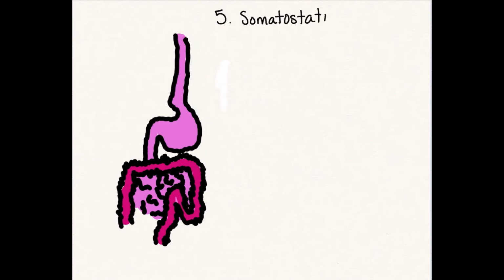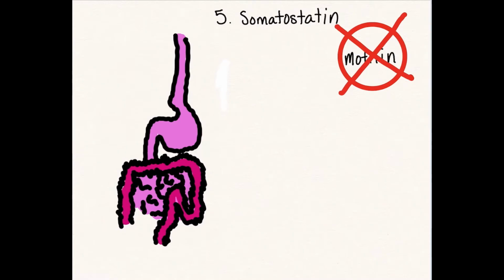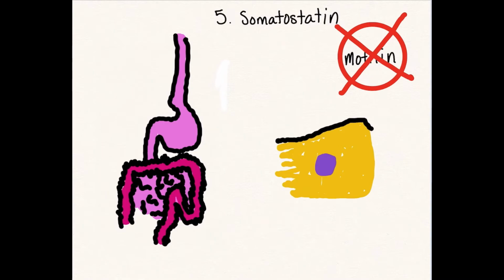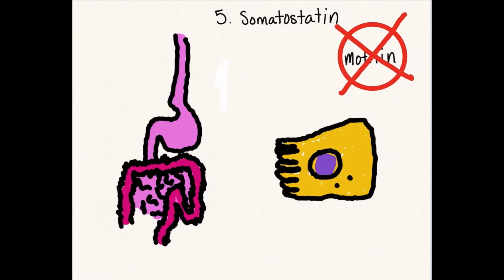Number 5 is somatostatin. Somatostatin is produced in both the brain and the digestive tract. When secreted by the delta cells of the gastrointestinal tract, it inhibits the release of motilin and therefore prevents phase 3 gastric contractions of the MMC. However, when released, somatostatin induces phase 3 duodenal contractions. Therefore, it has an effect on the origin of phase 3 contractions.